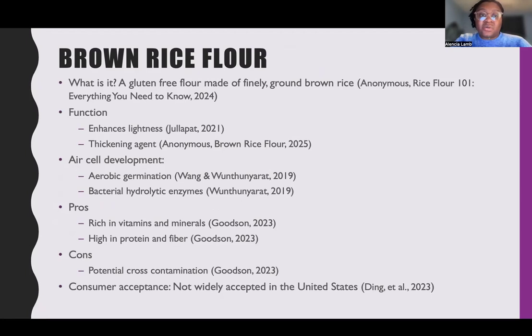In terms of cons or disadvantages of brown rice flour, there is the potential risk of cross-contamination due to brown rice flour commonly being made in facilities where gluten products are made. As far as consumer acceptance, unlike tapioca flour or starch and potato starch, brown rice flour is not widely accepted in the United States due to its texture, long cooking time, as well as poor digestion. However, it does have an estimated compound annual growth rate of 6.3% between 2024 and 2030.